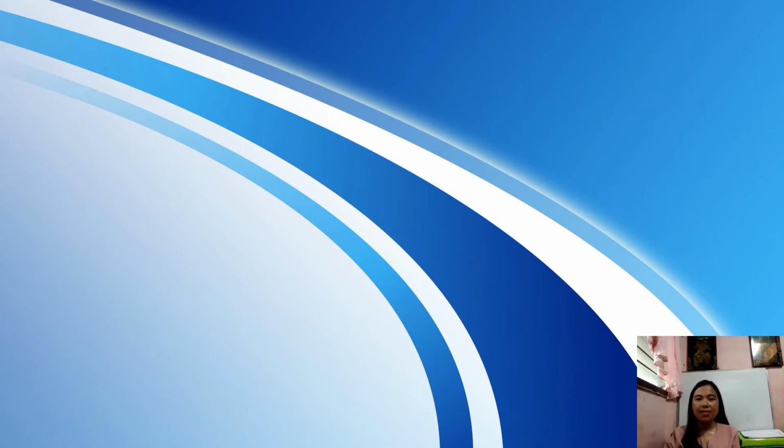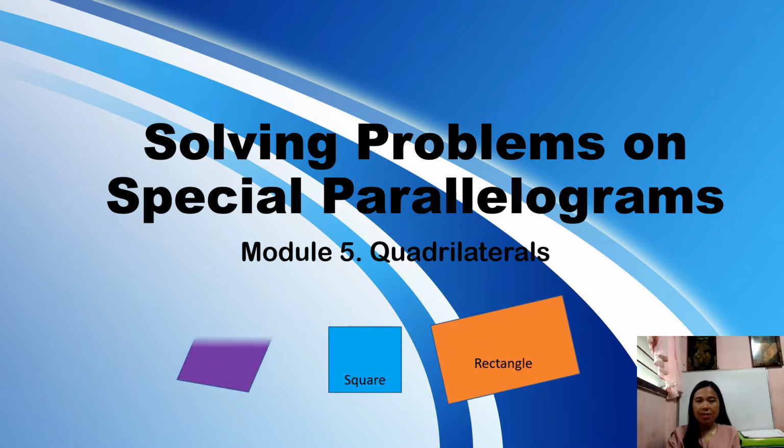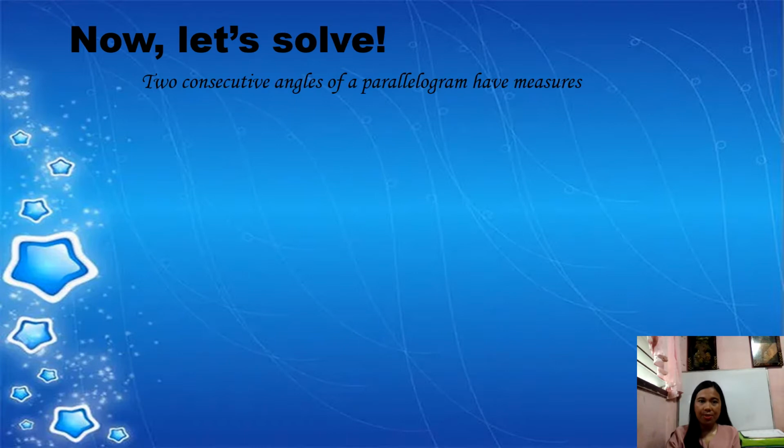Hi everyone, so we will now discuss how to solve problems involving the special parallelograms. Special parallelograms are rectangles, squares, and rhombus. Let's start with this problem.